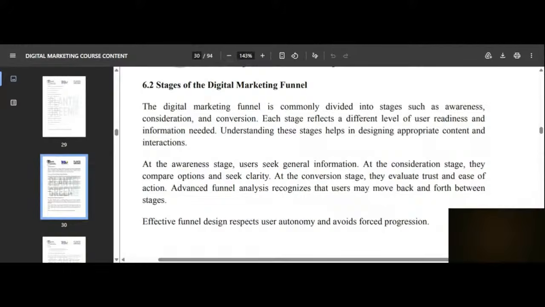Now let us see the second stage of the funnel. This is the middle of the funnel, and the name of this stage is called the consideration stage. Now, what happens during this stage? The users know something about you. So, what happens when they know something about you? They start to compare options. They start to compare you with other competitors.